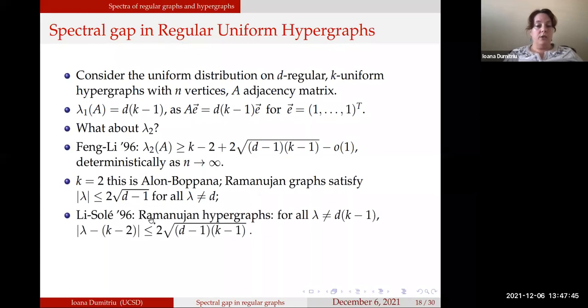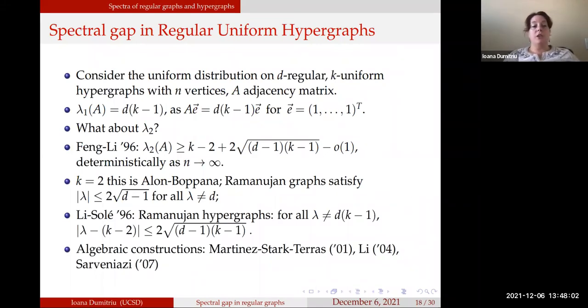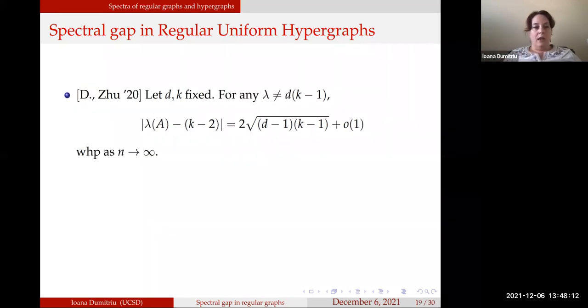Of course, Feng and Li and Solé have then defined Ramanujan hypergraphs in a similar fashion. And they ask the question of, can we show that almost all d-regular k-uniform hypergraphs are almost Ramanujan? There have been constructions of algebraic Ramanujan hypergraphs that have been easier or harder to actually build. And we were able to show, or rather I'll say a few words if I have the time, that this is indeed the case, that the second eigenvalue, even for d-regular k-uniform hypergraphs, sticks to the bulk with high probability as n goes to infinity.